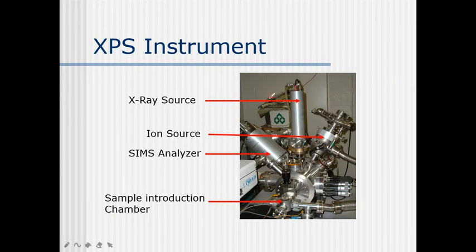Now there is an X-ray source, there is an ion source, there is a SIMS analyzer through which the analysis takes place. Now X-ray source meaning what? Either it will be an aluminum K-alpha or magnesium K-alpha system. There will be some ions which need to be ejected out, and there is an analyzer system. Now there is a sample introduction chamber through which the sample gets analyzed.